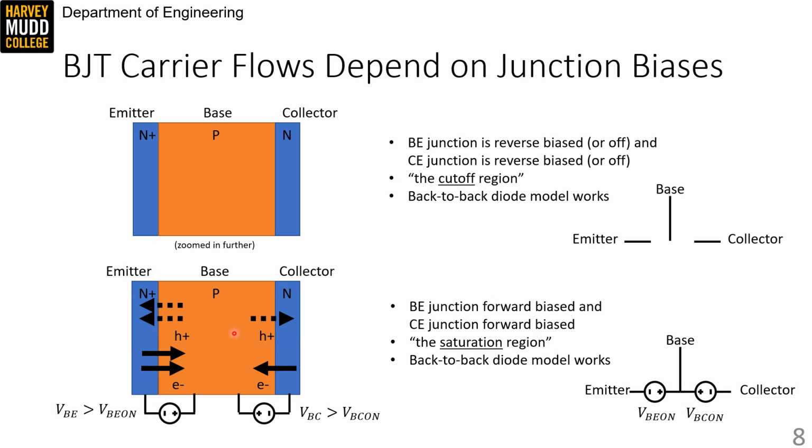The second bias condition we're going to examine is one in which both the base emitter and the base collector junctions are forward biased. I've indicated that in the diagram with external voltage sources down here attached between the base and the other terminals. This results in current flowing out of the base into both the emitter and the collector, just like two forward bias diodes. This bias condition is called saturation, and we model it with two voltage sources in the large signal region.